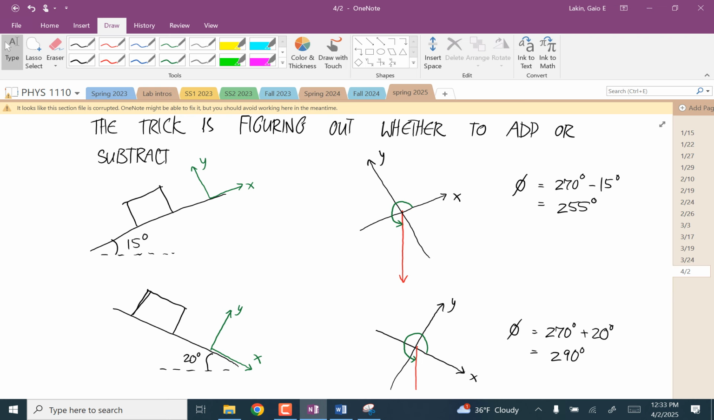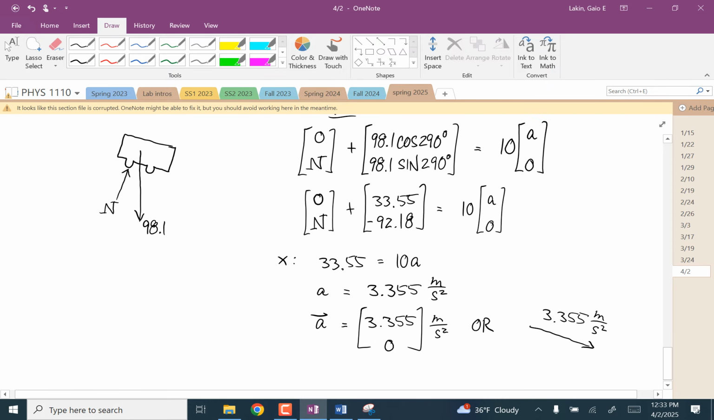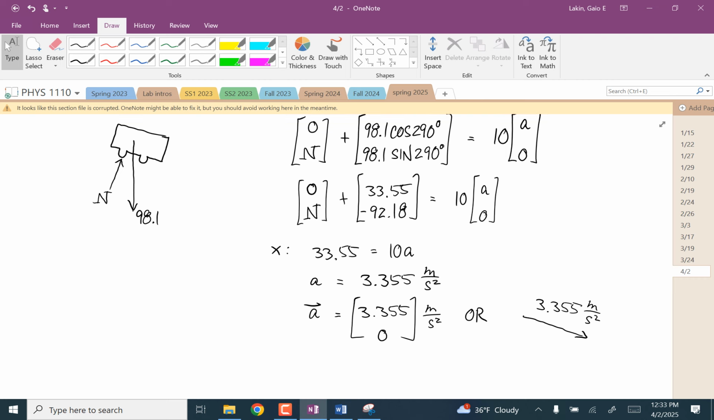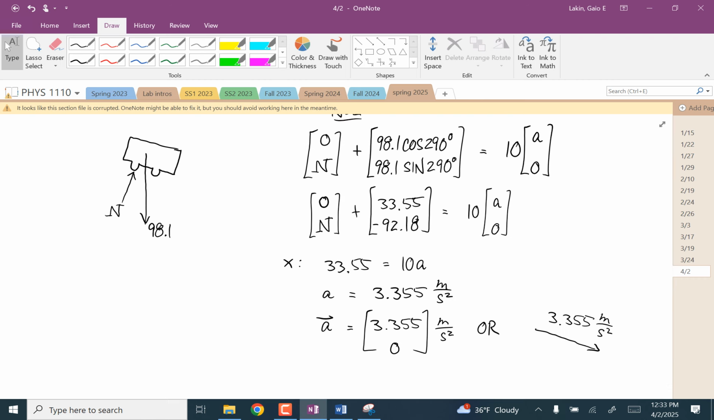How did you get from 33.55 to 3.355? See that x equation? In order to solve for a, I just divided both sides by 10. Any other questions? Okay, so that's how you do a problem that doesn't have friction.